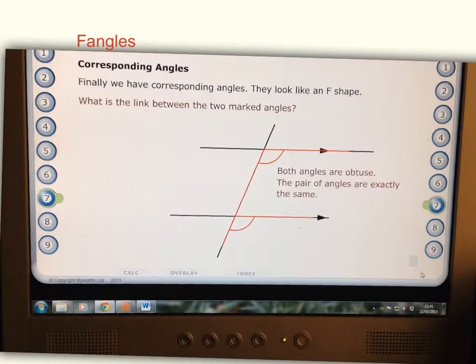So here are the corresponding angles, or the F angles, because they make the F shape. You can see that the angle is underneath the parallel line and underneath the parallel line. These are both obtuse angles in this example, and they're both going to be exactly the same size.